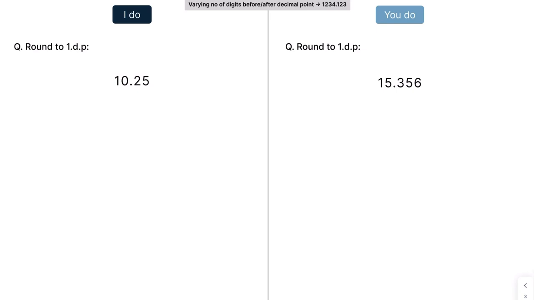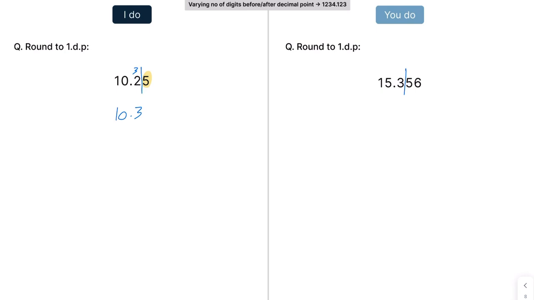Now we have 10.25. Again, draw your line after the first decimal point. Let me just highlight that. So that's the decider there. Now the decider is telling me I need to round the 2 up, so that's going to become a 3. So our answer is 10.3.